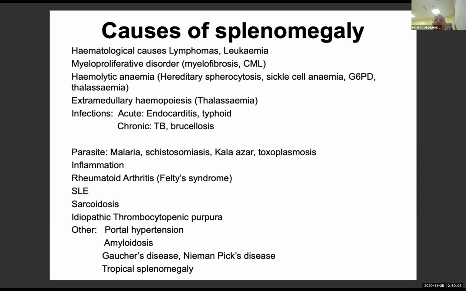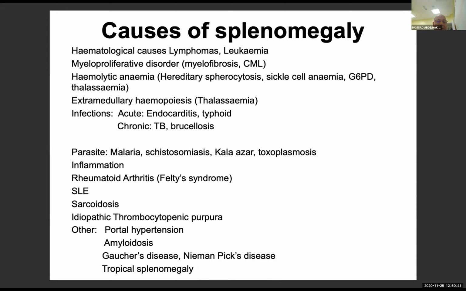Is there also hemolytic anemia that can cause that? Extramedullary, like a case of thalassemia, infections, some parasites like malaria, Kala azar and toxoplasma, or inflammation, some autoimmune disease like rheumatoid, SLE, sarcoidosis. It can be even idiopathic like ITP, maybe portal hypertension. We'll speak about that in one word after that, and some inborn errors. So it is mixed. Sometimes you find the liver alone. Sometimes you find the spleen alone.